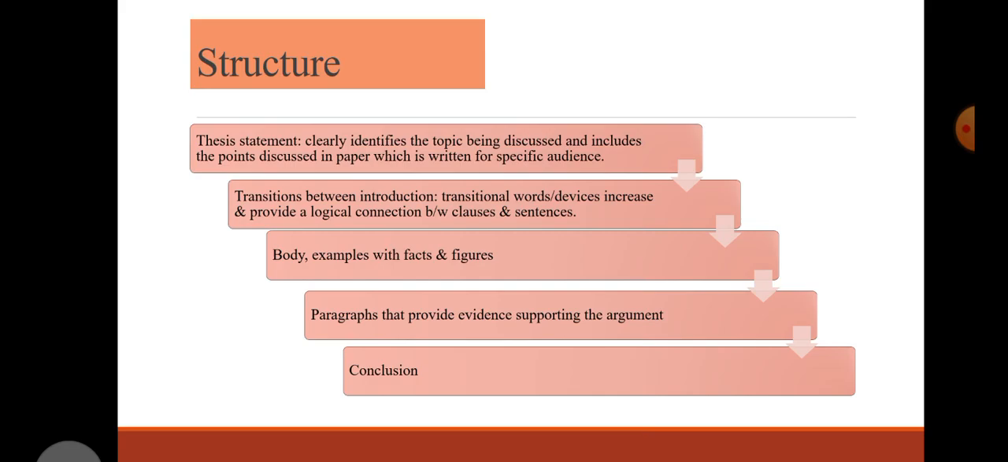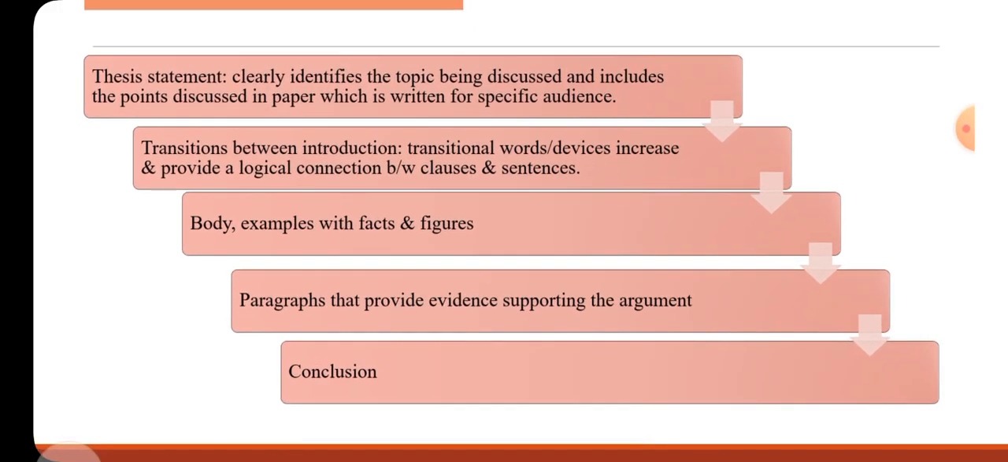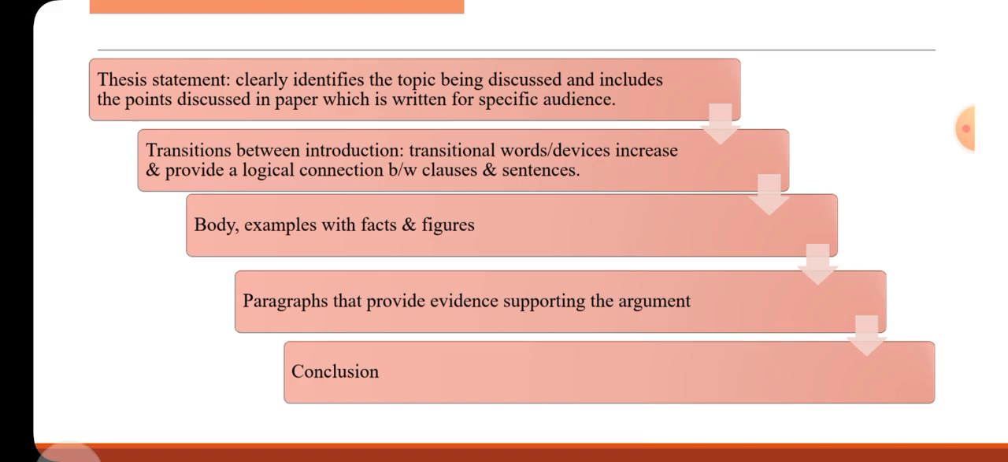Now, the structure of argument text or argumentative text. The first point is the thesis statement. This is your statement, this is your idea which you are going to present. It clearly identifies the topic being discussed and includes the points discussed in the paper, which is written for a specific audience or readers. Paper means any research paper, any article, any thesis, any idea, any theory, any hypothesis which you are going to present for your readers. It must be clear in its intention. It must not at all be ambiguous. So you have to be very specific about writing the thesis statement.